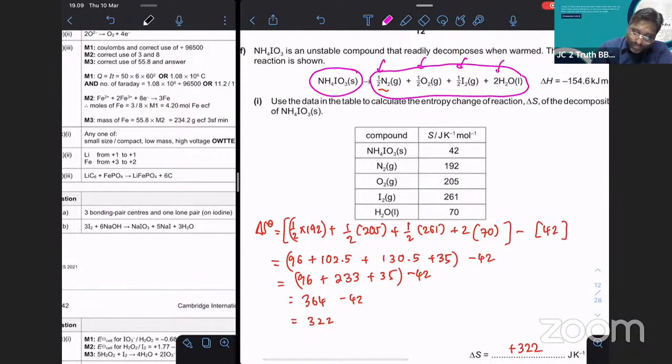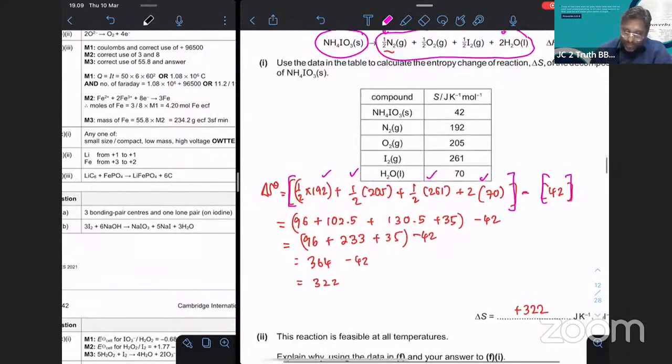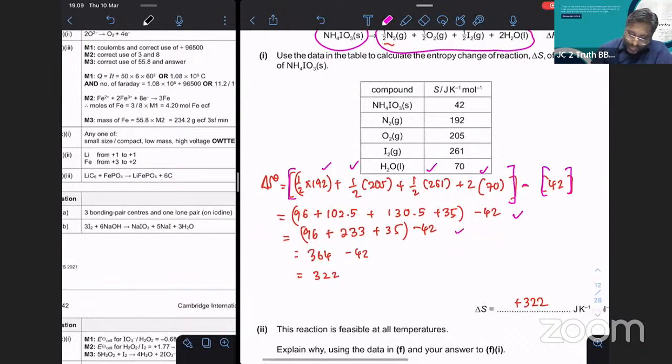Okay, all these values, and then these two you calculate accordingly. So once you put all these values, this one is going to be the product minus the entropy of the reactant. You calculate all this and you will get positive 322. But do remember, this is going to be joule per Kelvin.